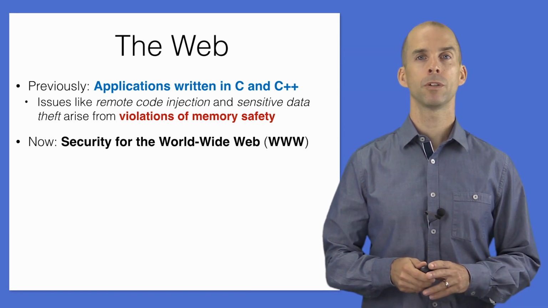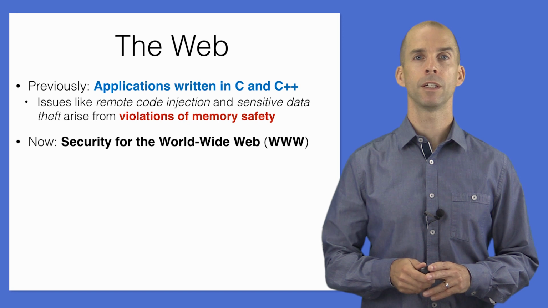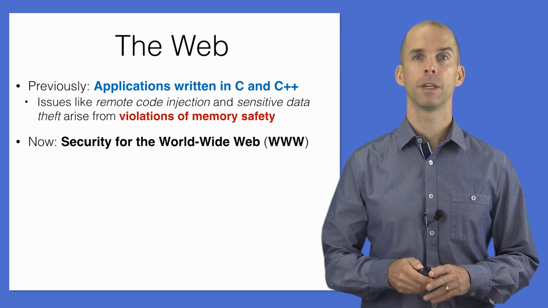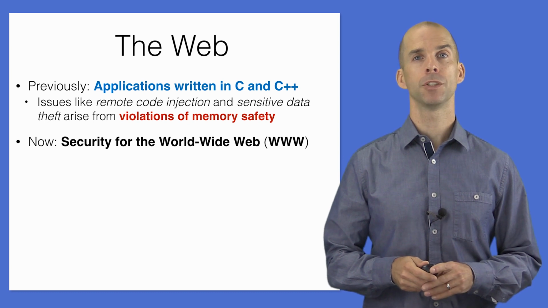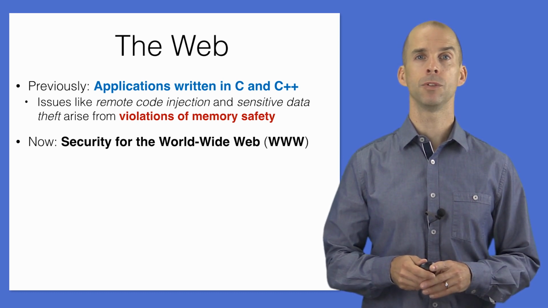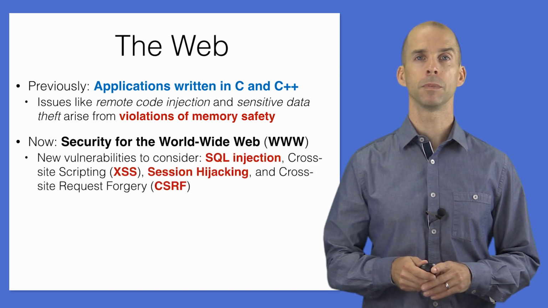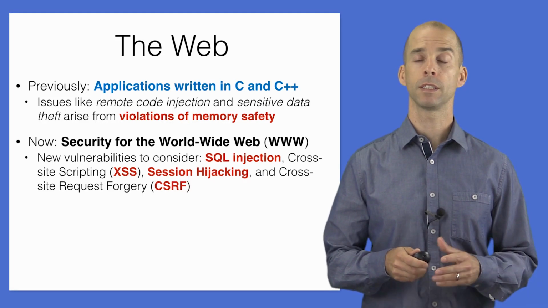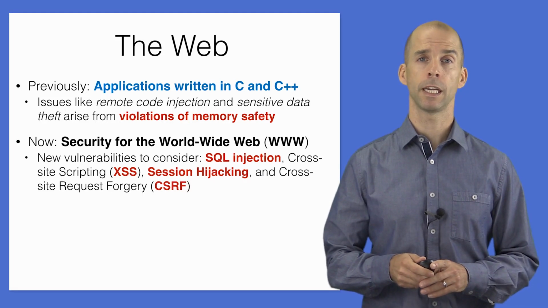In this unit, we turn our attention to Internet security, focusing on applications that are part of the World Wide Web. While many web applications are implemented in type-safe languages and thus avoid memory safety issues, they have their own sets of problems. These problems go by names like SQL injection, cross-site scripting, cross-site request forgery, and session hijacking.